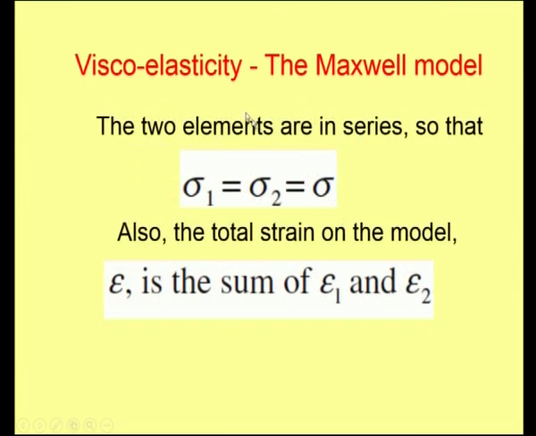Now, earlier we have seen these two elements are connected in series. Therefore, whatever stress the spring is subjected to, σ1, and whatever stress the dashpot is subjected to, σ2, because they are connected in series, both values will be the same. Therefore, it can be written as σ1 equal to σ2 equal to σ. And also the total strain on the model is the sum of the strain experienced by the spring, ε1, and the dashpot, ε2.